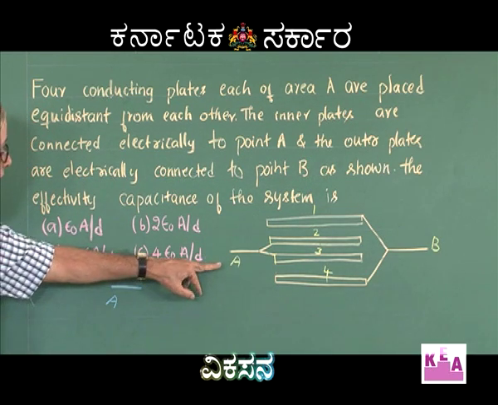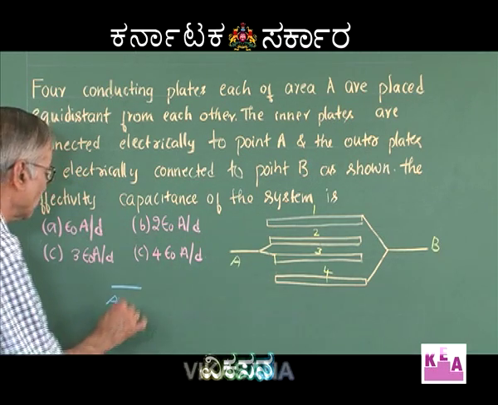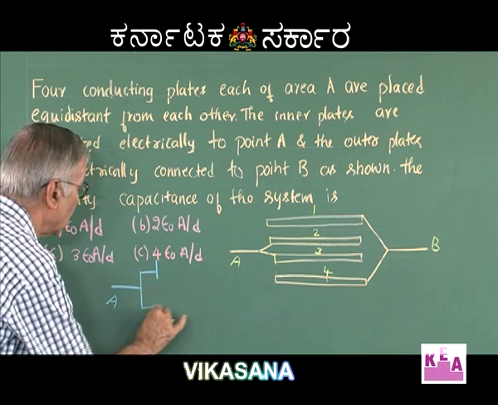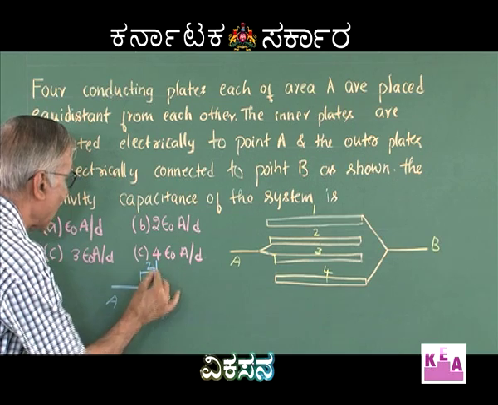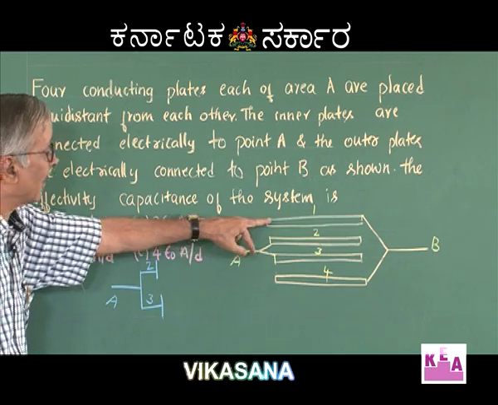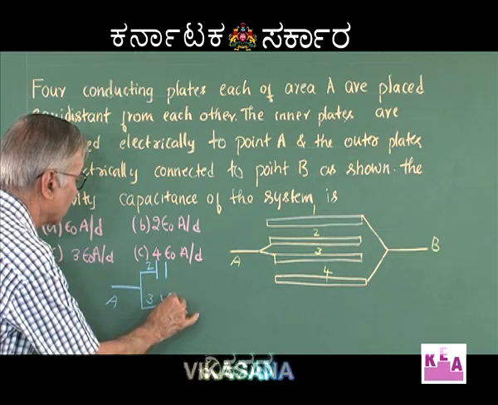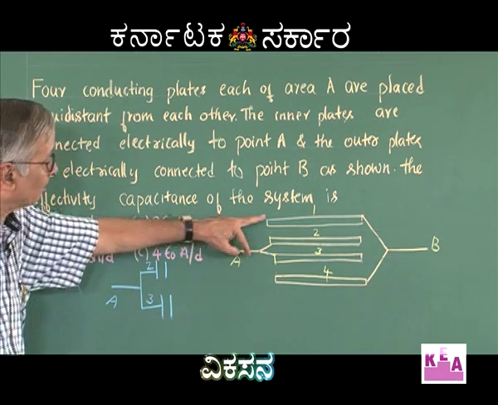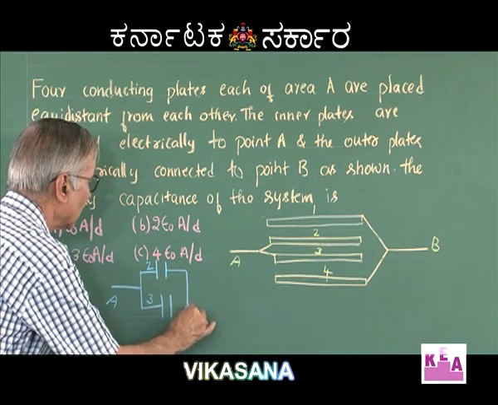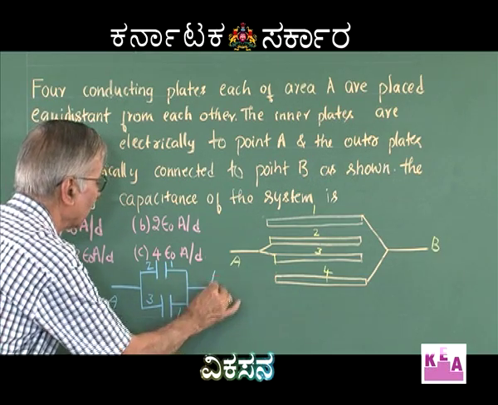You can notice that A is connected both to the plate 2 as well as to the plate 3. They are separated by the plates 1 and 4. The plates 1 and 4 themselves are connected to the point B.